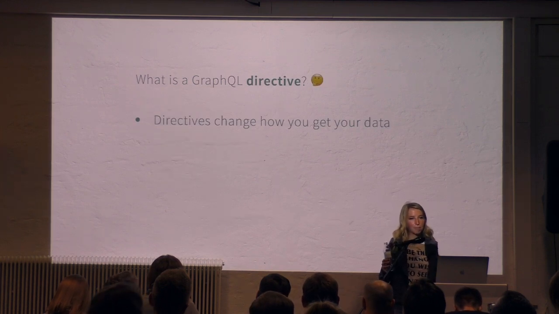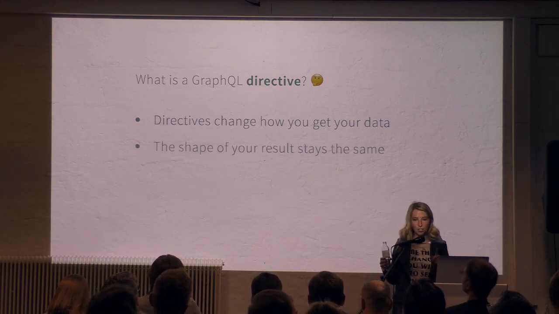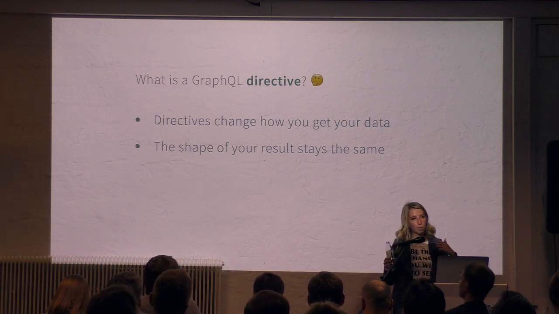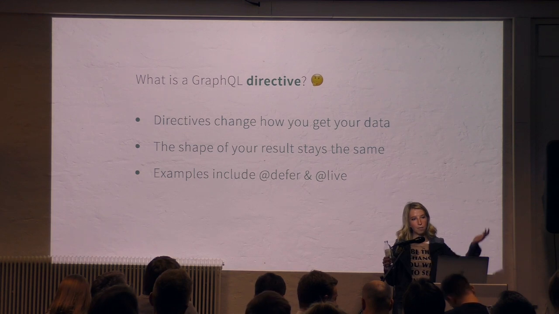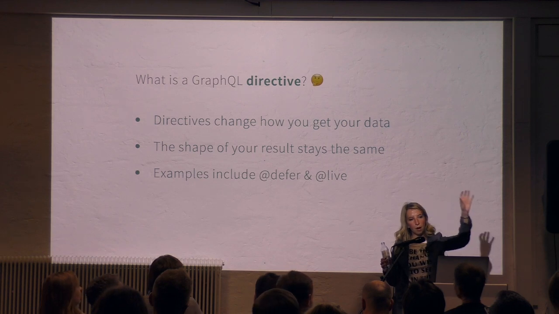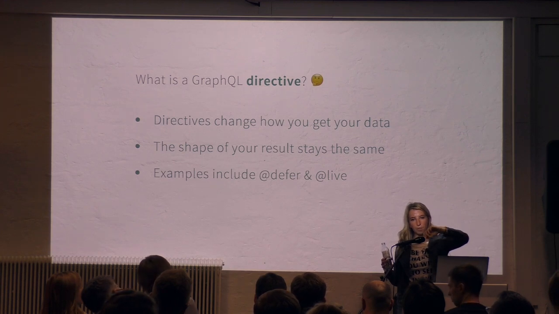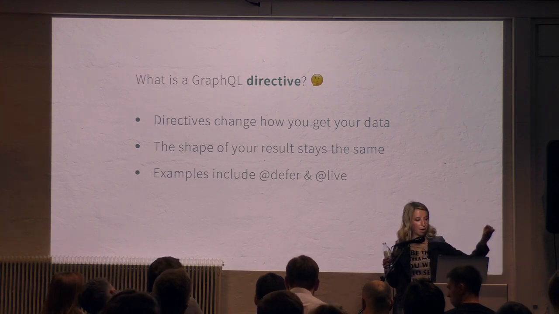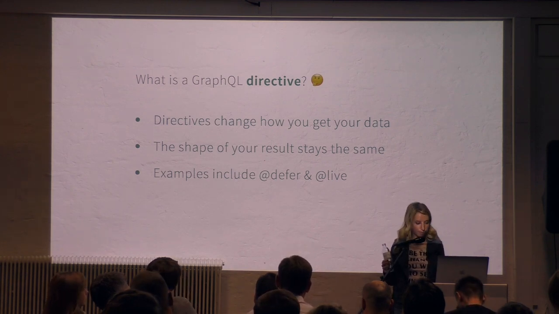So I said this word a couple times, what exactly is a GraphQL directive? What they do is they change how you get your data, but they don't change the shape of your result. There's been a couple of directives proposed. You have things like defer and live, and basically with defer, for example, you can specify a field that you know is going to take a long time for the result to come back, you can have the part that's already back pushed via some sort of stream mechanism, and then once you get the result from your deferred query back, that goes to the client as well. So once again, it's not changing the shape, it's just changing how you get your data and when.